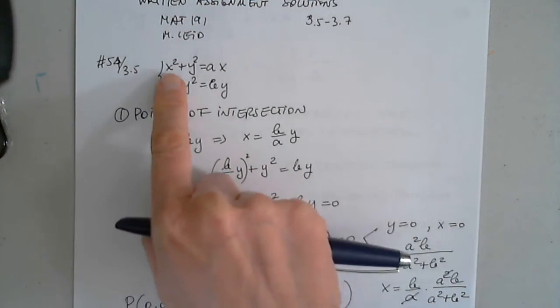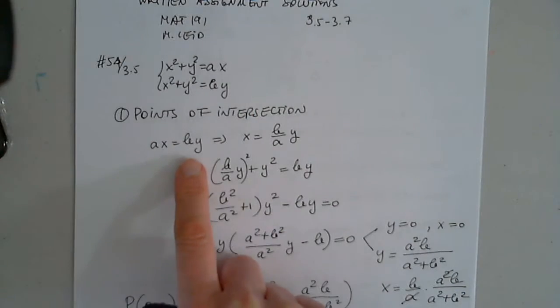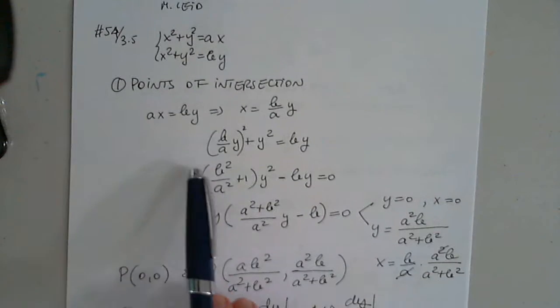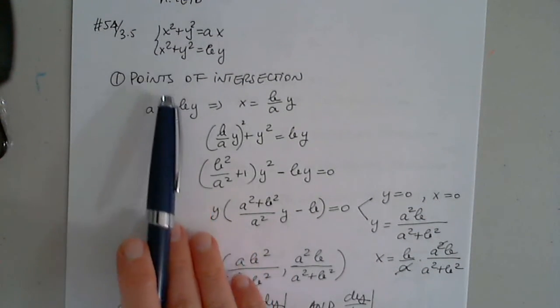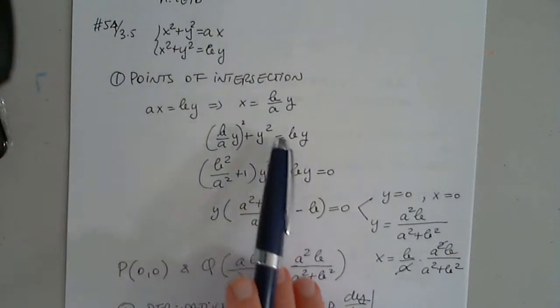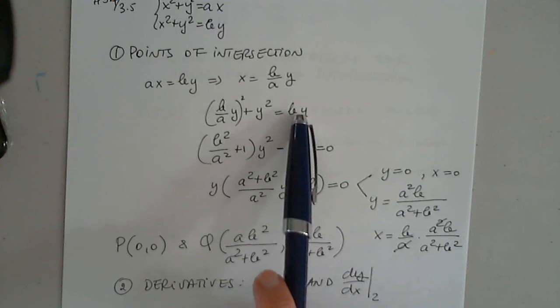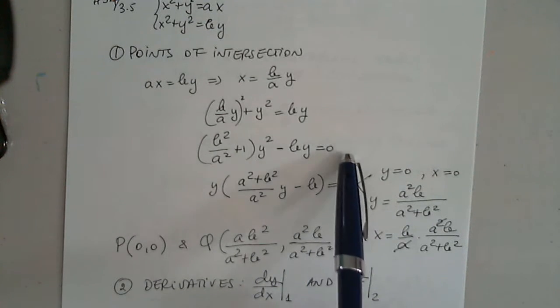I use substitution. x squared plus y squared, they're both the same on the left-hand side, so then ax must equal by. I solved for x, and I went back to the second equation and plugged it in. So (b over a y) everything squared, plus y squared equals by. I squared, and I moved by to the other side and set it equal to 0.